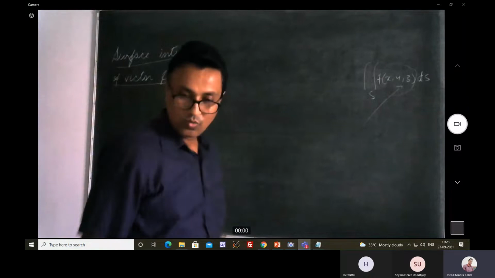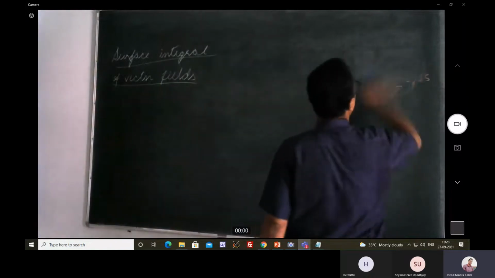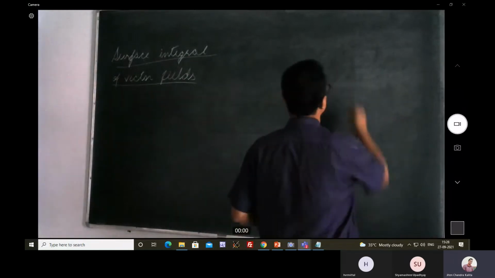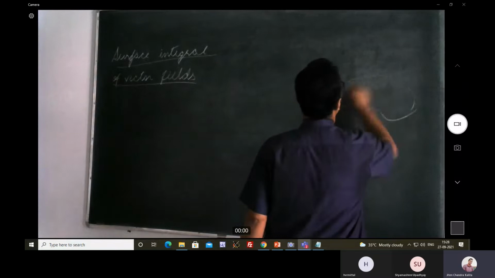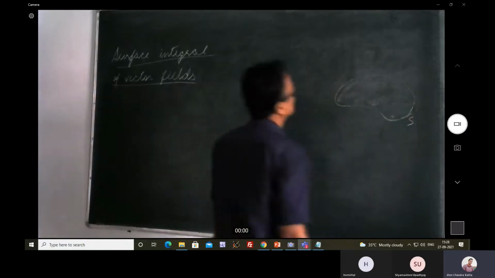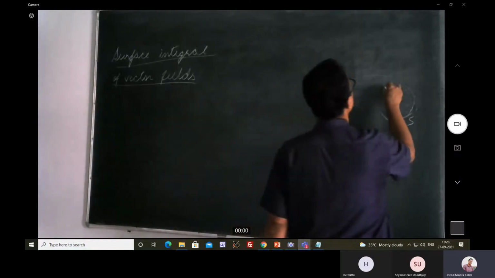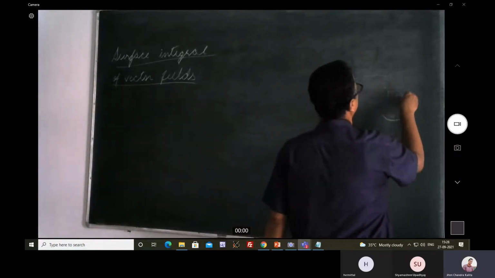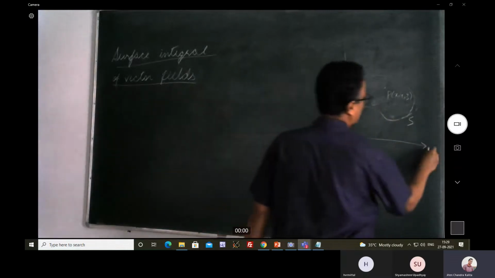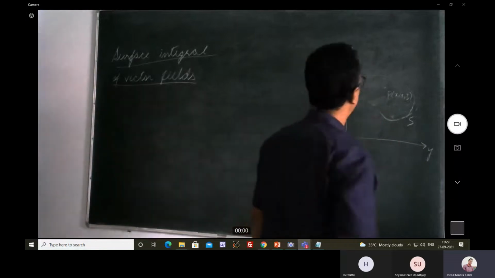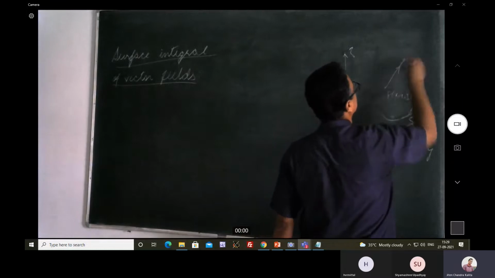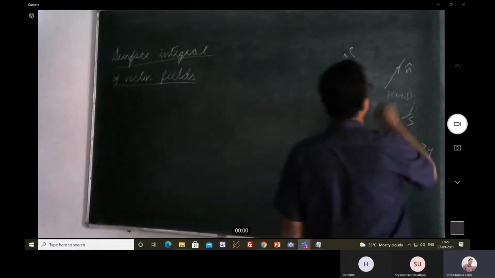So now what we will do here, we are going to consider some surface. Suppose this is the surface S. Then we are going to take a point here, say P(x, y, z), and of course this surface is in three-dimensional space. At that point, I'm going to consider an outward unit normal.